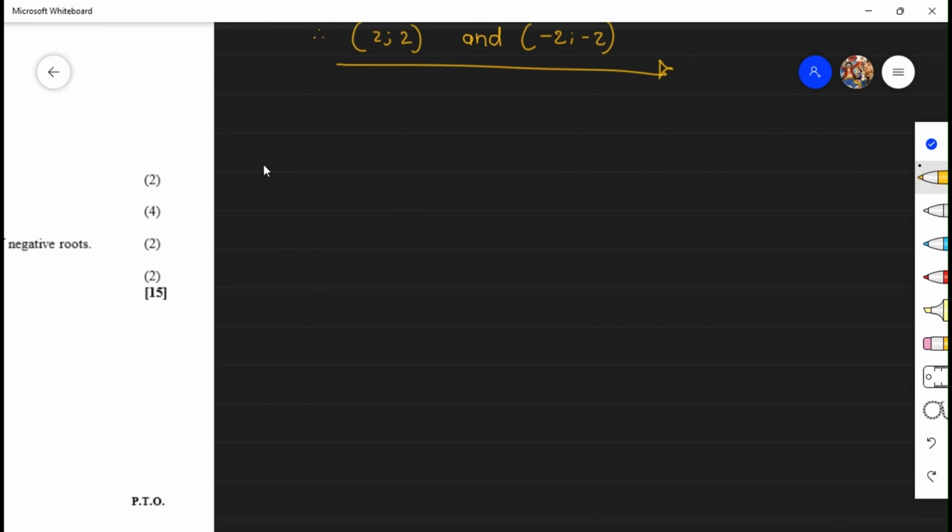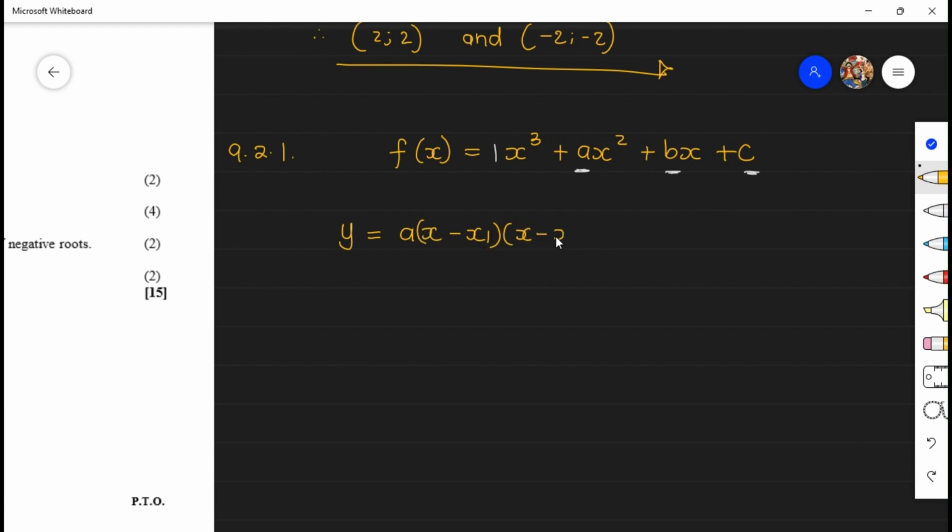So we have question 9.2.1. We have f of x is equal to x cubed plus ax squared plus bx plus c, whereby we need to find the values of a, b, and c, keeping in mind that the coefficient of x cubed is 1. Now, our two methods that we can make use of are y equals a(x minus x1)(x minus x2)(x minus x3). Now, let us call this method 1.